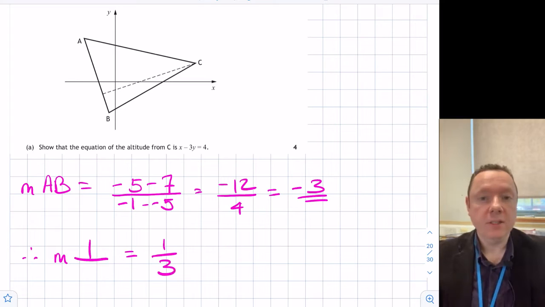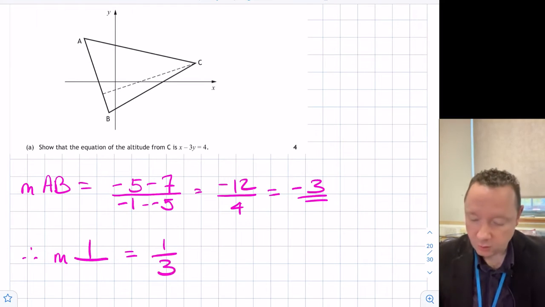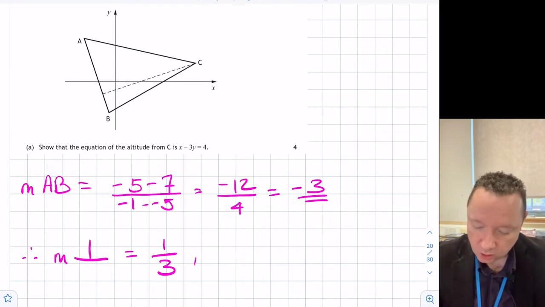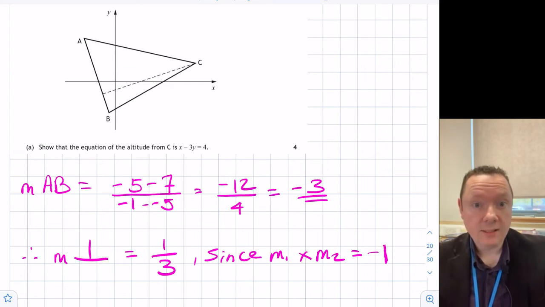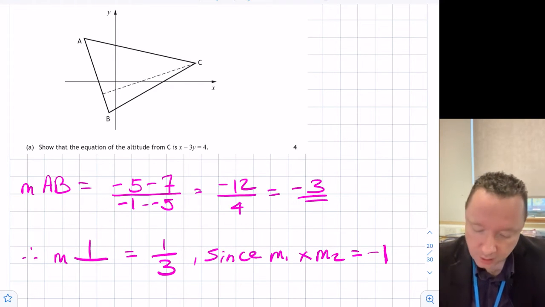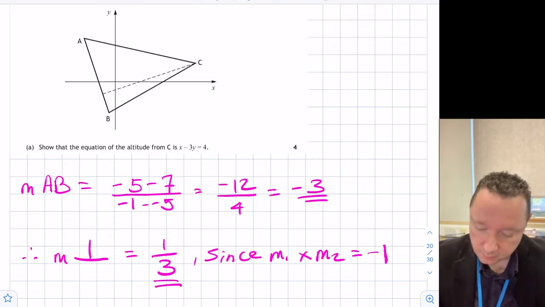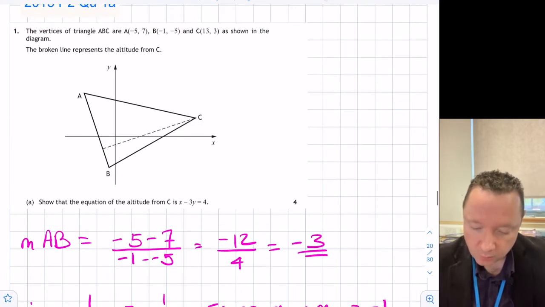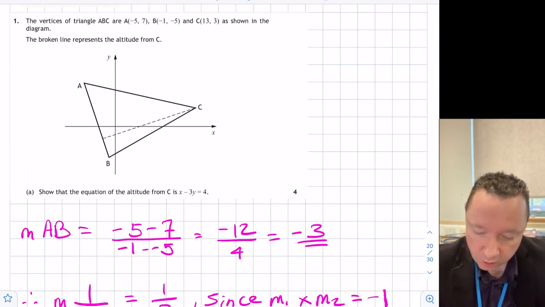Look back at my previous videos on perpendicular gradients if you want to know how to do that, but that's because m1 times m2 equals minus 1. And we always need to write that statement to get our marks, remember. So we've got our gradient and we've got our point. If we just double check our question, our point, remember, is the one from the vertex C. So that's 13, 3 is what we're using.